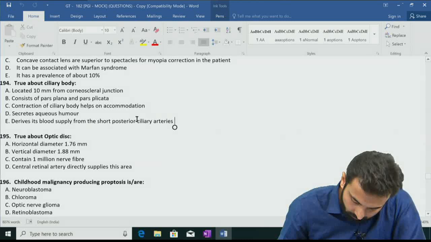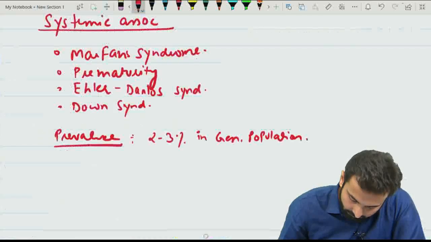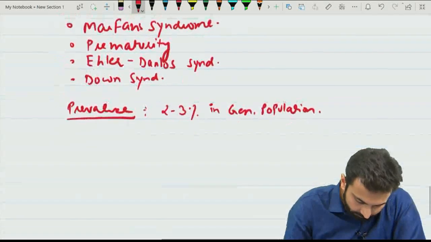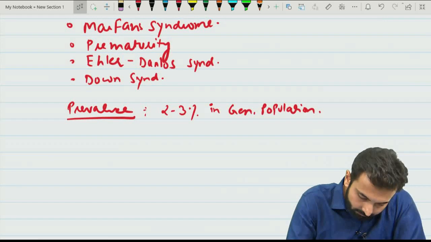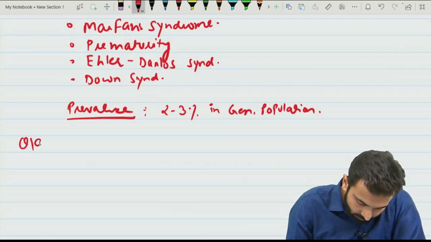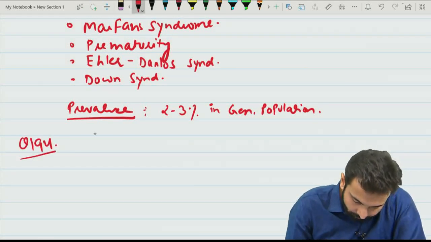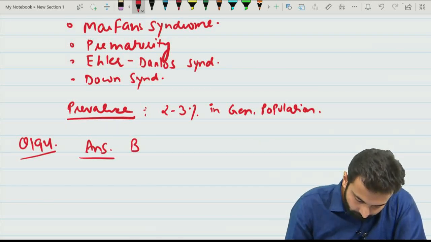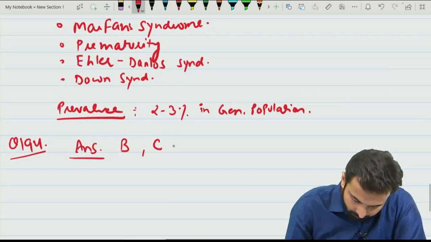Now coming to ciliary body, let us discuss ciliary body in detail, the anatomy of ciliary body. Question number 194, the correct answers are option B, option C and option D.